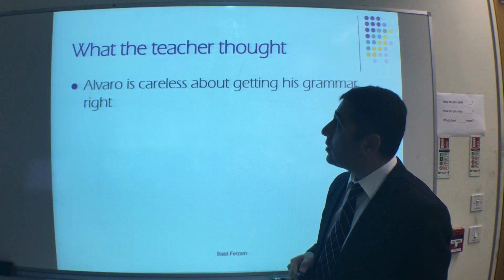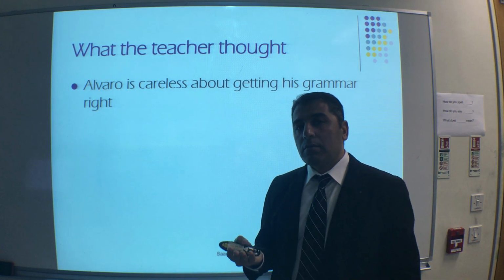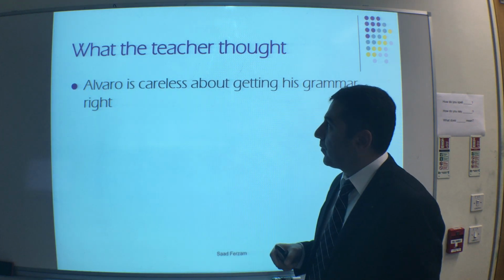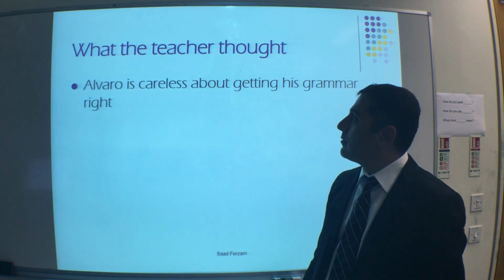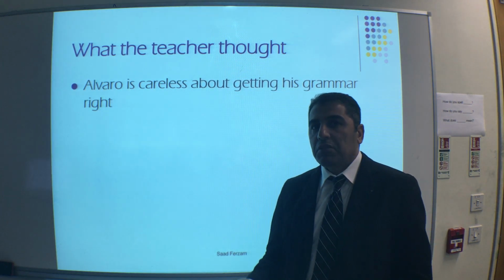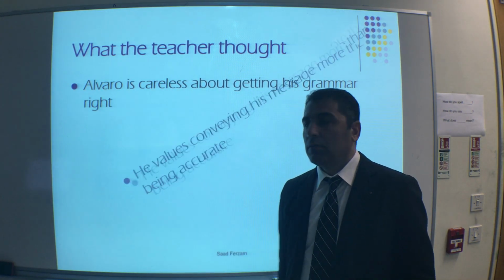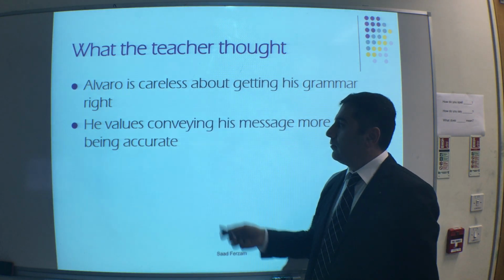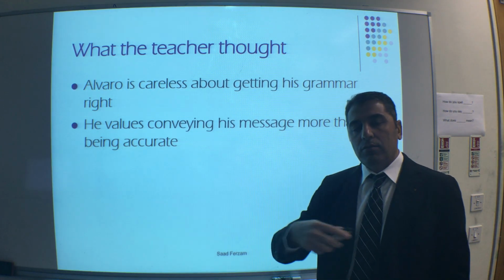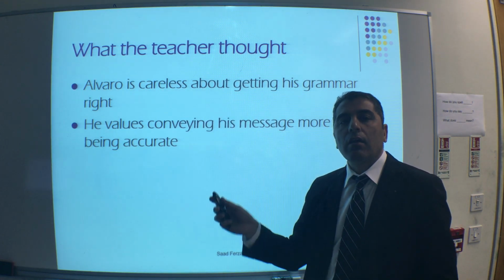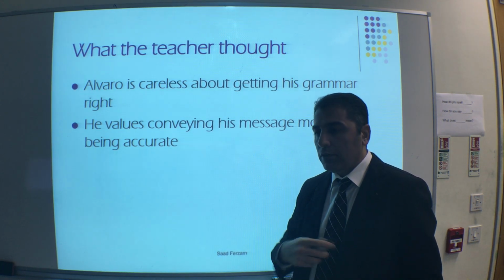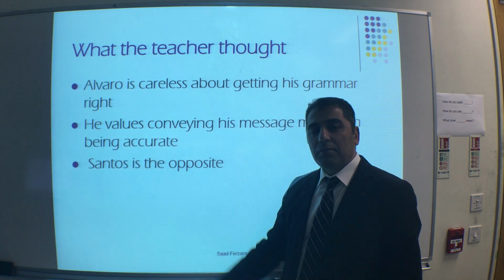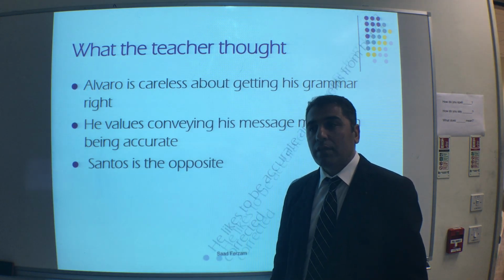So, let's look at the teacher perceptions. The researcher asked the teacher after the fact, why did the teacher do this? The teacher thought Alvaro was careless about getting his grammar right. He didn't care. He just wanted the message to go across. The teacher also thought that Alvaro, the first student, cared about conveying his message. He wanted to get his message across. He didn't care about accuracy. No problem. However, for Santos, the teacher thought the opposite. The teacher thought that Santos cared about these things.